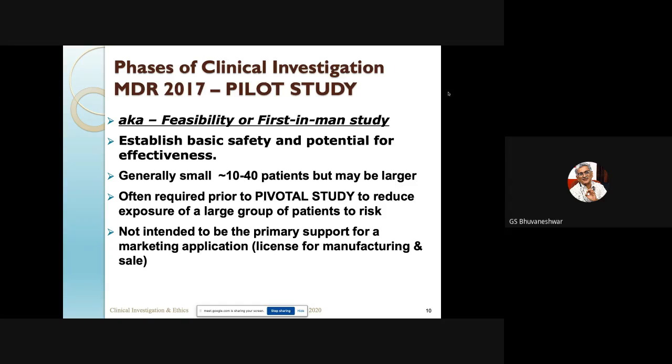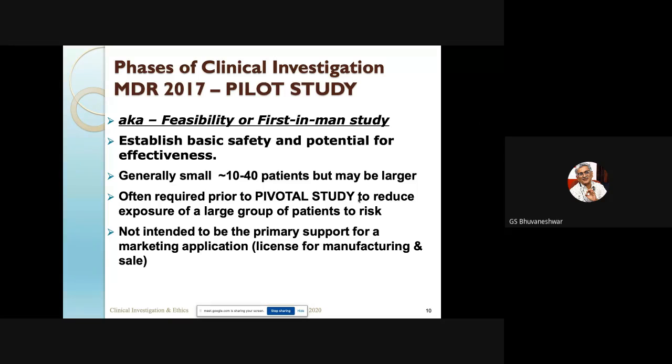Could be larger, but I have rarely seen that, because remember, all clinical studies are expensive and time is a factor. The longer the time you need to follow up, the larger the cost. So we don't want to make this larger than really needed. It is often required prior to a pivotal study to reduce the exposure of a larger group of patients to the risk. So the aim is that you establish a basic safety and you reduce the risk when you move on to a larger pivotal study. That is the primary aim.